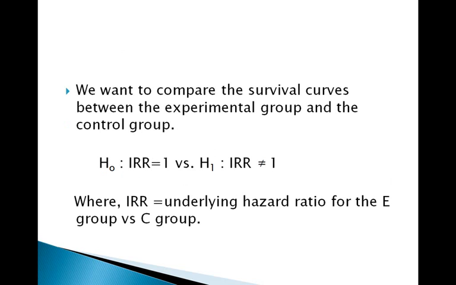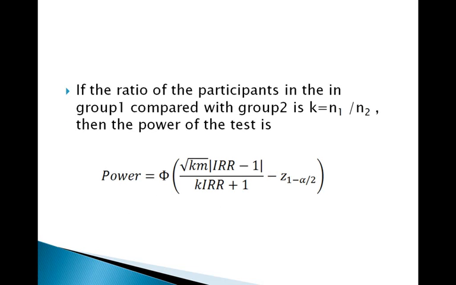We want to compare the survival curves between the experimental group and the control group, and in particular that means determining whether the incident rate ratio is 1 versus it being something other than 1. An incident rate ratio is the underlying hazard ratio for the E group versus the C group.